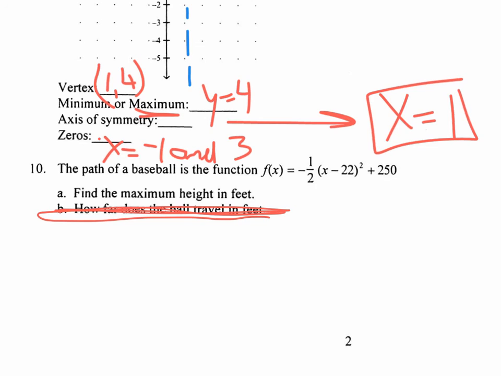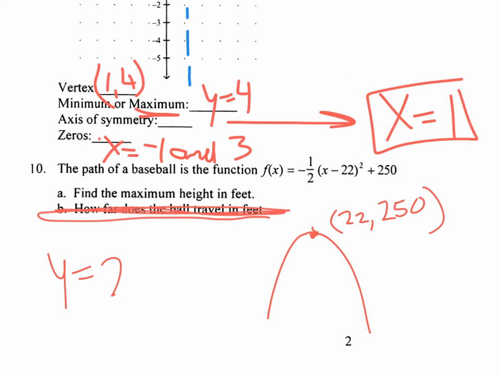Well, we already know what max means, right? It's going to go up at some point, it's going to reach a max height, then it's going to come back down. What is that max height? When we're thinking about a graph, because we could see that this is in vertex form, what would that max height value be? That would be the vertex. And what would the vertex be? That vertex would be +22 on the x and +250 on the y. So what is the max height? Y equals 250.